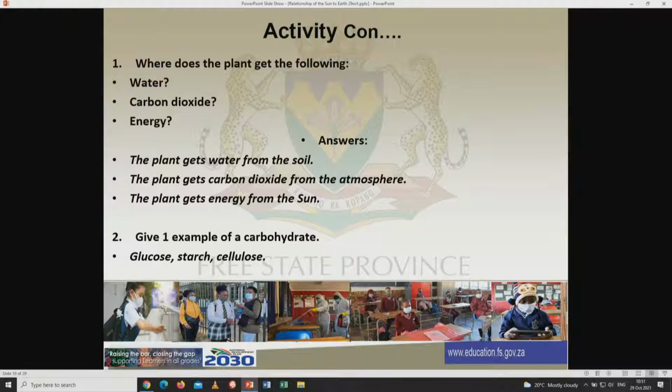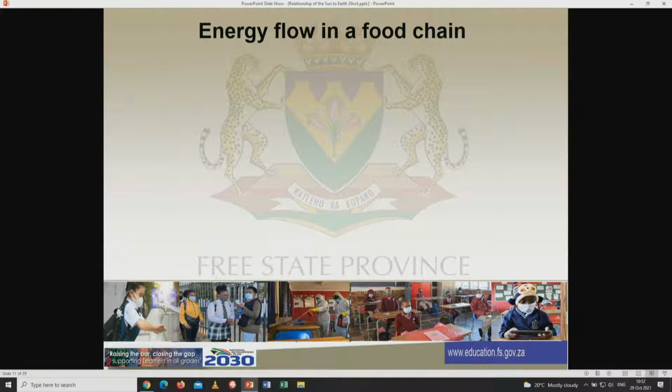Now, let's move to another objective of our lesson, which is energy flow in a food chain. Energy flow in a food chain. So, to begin this section, let's watch a video.